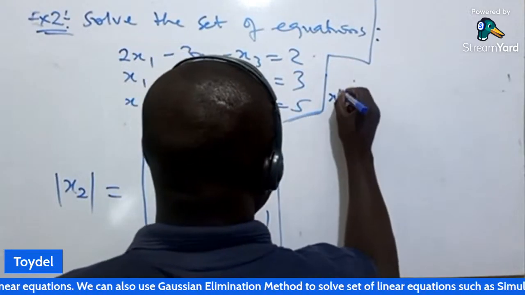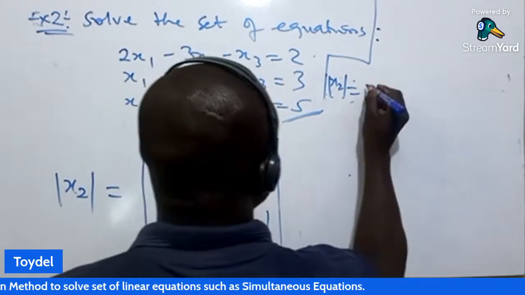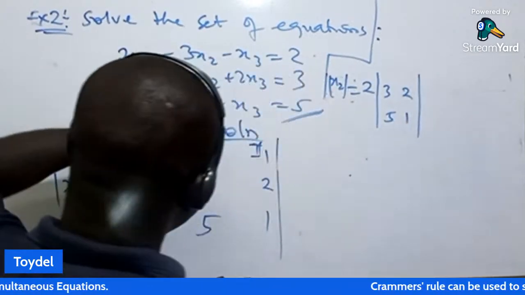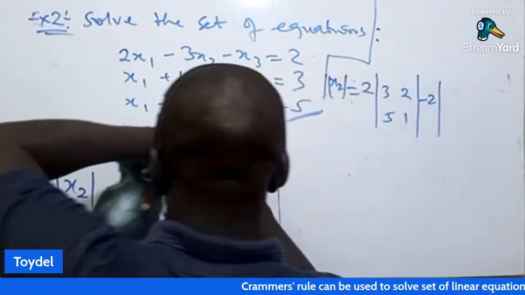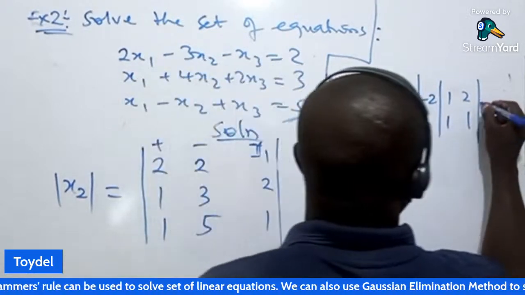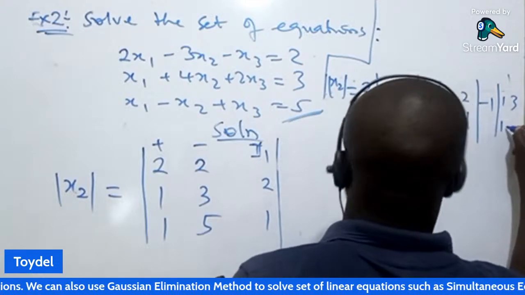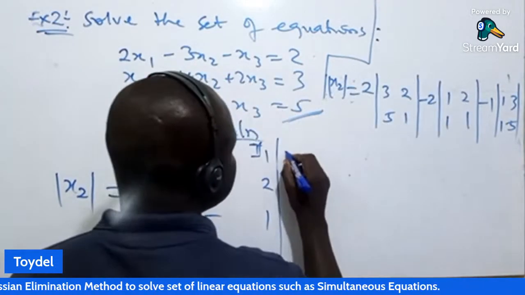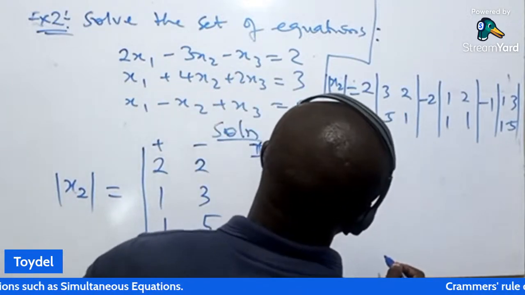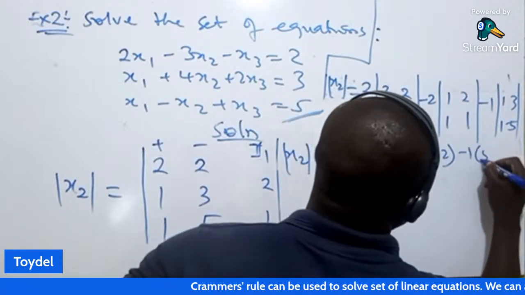So if you want to find this, this is what you do. The determinant of x2 will now be, we pick the first one, 2 into bracket, the leftover will be 3, 2, 5, 1. Then in this case, it's no longer minus 3, it will be minus 2 into bracket 1, 1, 2, 1. Then the last one, minus 1 into bracket 1, 3, 1, 5. That's what we get. So the determinant of x2 will be equal to 2 into bracket 3 times 1, which is 3, minus 5 times 2, 10. Then minus 2 into bracket 1 minus 2. Then minus 1 into bracket 5 minus 3.